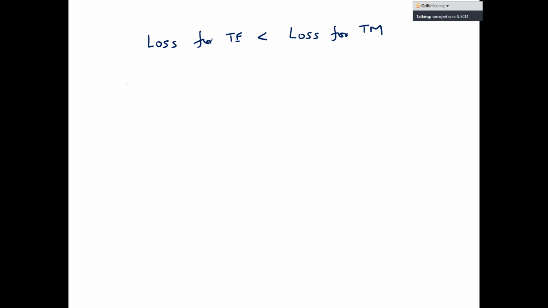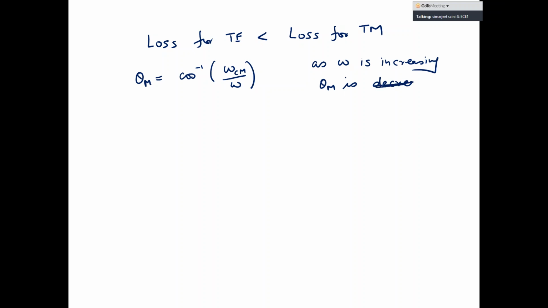And the other thing you notice is that the angle we had talked about, the theta m angle, was cos inverse of omega_cm by omega. As frequency is increasing, as omega is increasing, this term is decreasing, and if the argument of a cos inverse function decreases, the angle is increasing. Cos 90 is 0, cos 0 is 1. So as the value is decreasing, the angle is approaching 90 degrees. So theta m is increasing.